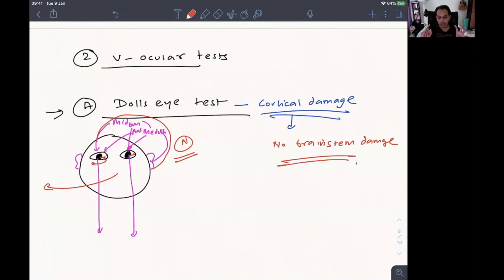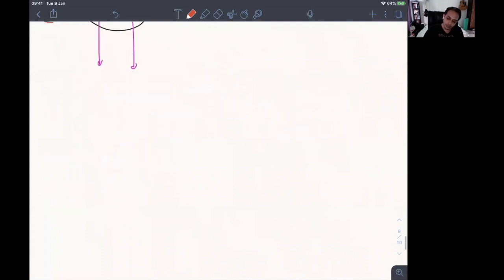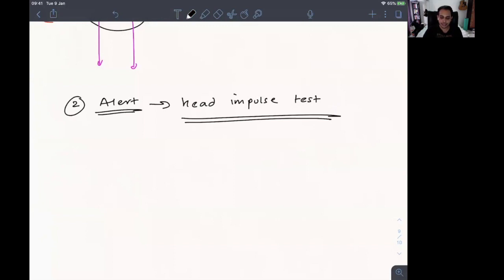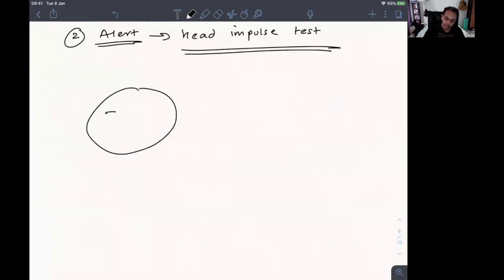Whereas if your doll's eye is absent, so as soon as you turn your head, your eyes are also moving with it, that means that there can be brainstem damage. Now, this can only be assessed in a patient with cortical damage, where your cortex is not working. Supposing the patient is alert, in an alert patient, the version of doll's eye is called the head impulse test. And the head impulse test works in the same way.